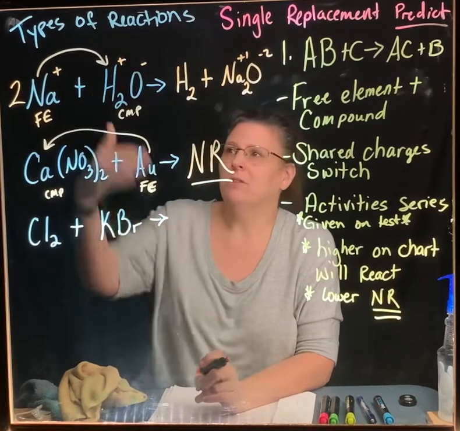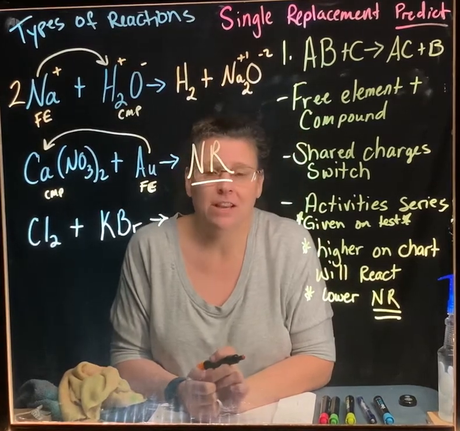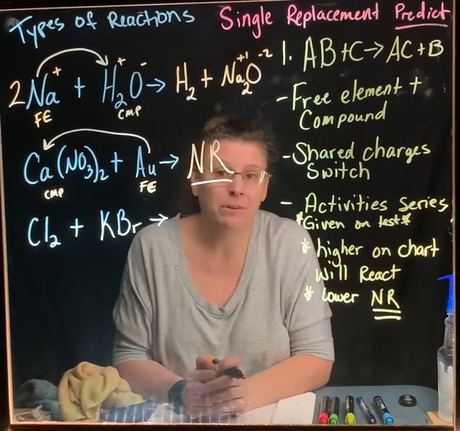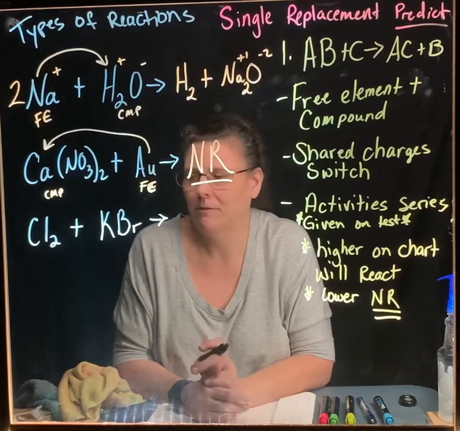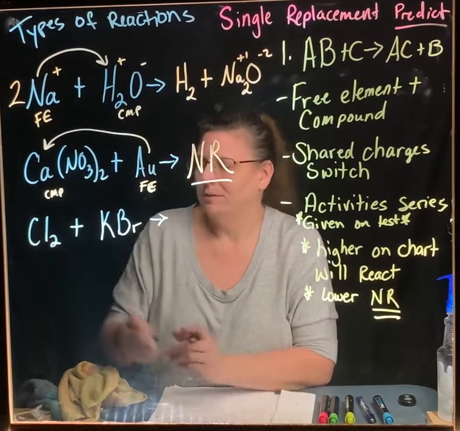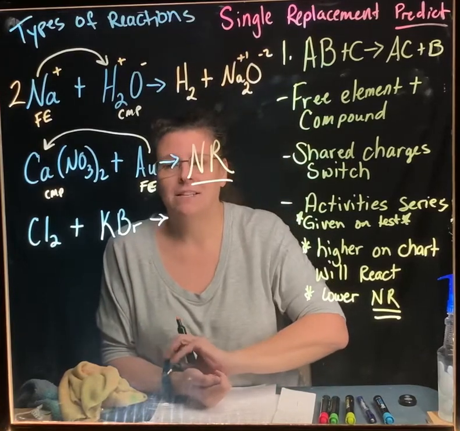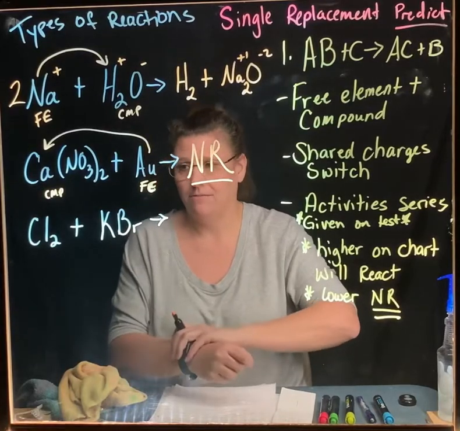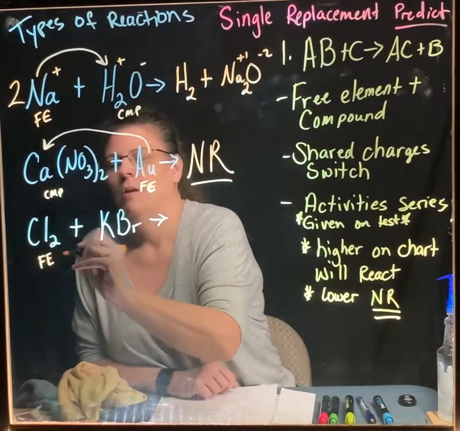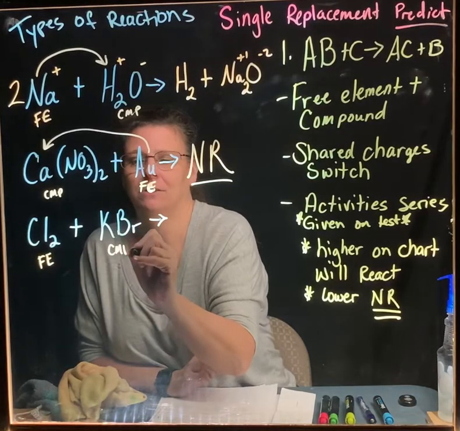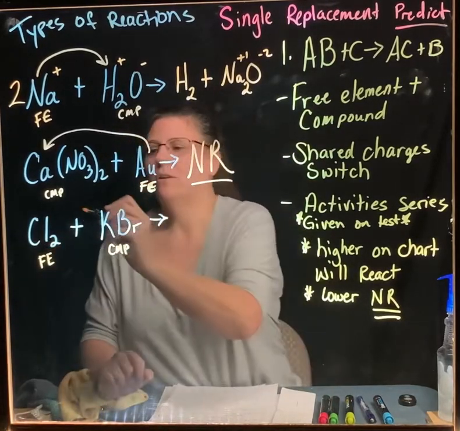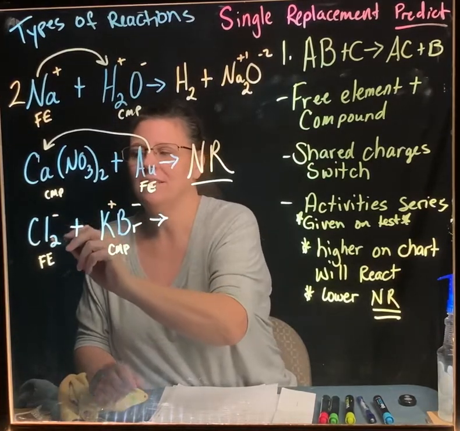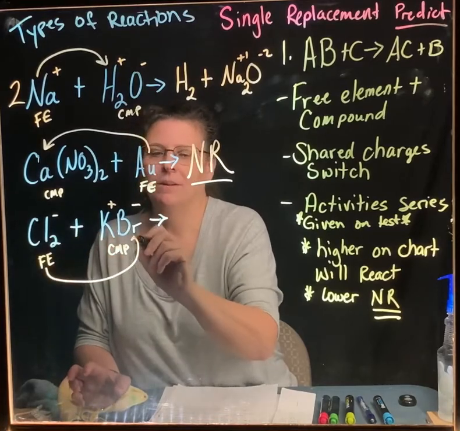So those are the ones for the activity series that have the most elements in them. Now let's take a look at this last one, and this video will be pretty short because you just need to practice it, and I'll have a few on the page. You have chlorine and potassium bromide. Okay, so we're looking to see if the free element will replace anything in the compound. Chlorine, you know, has a negative charge, potassium's positive, this is negative. So we're going to try to see if chlorine can replace bromine.